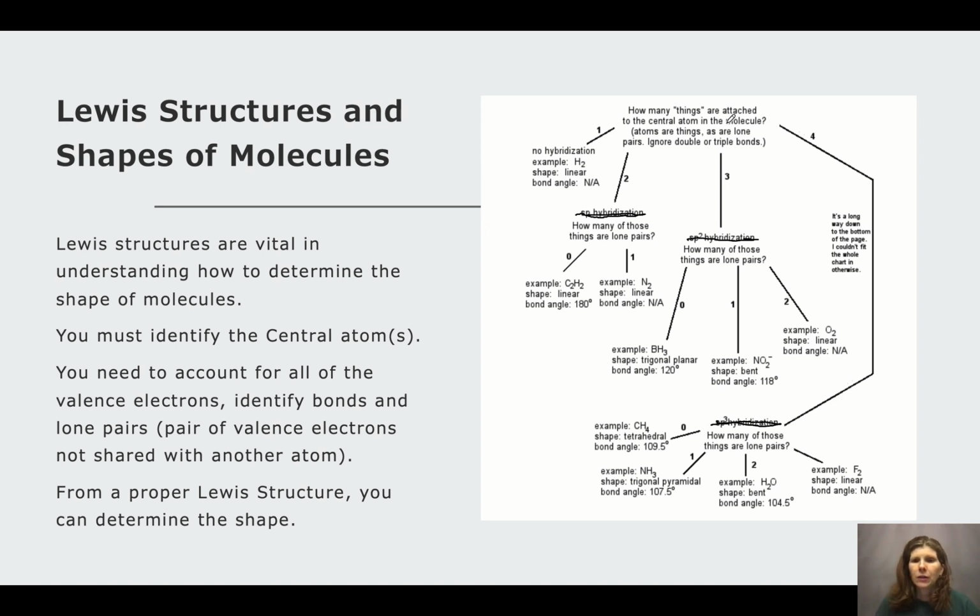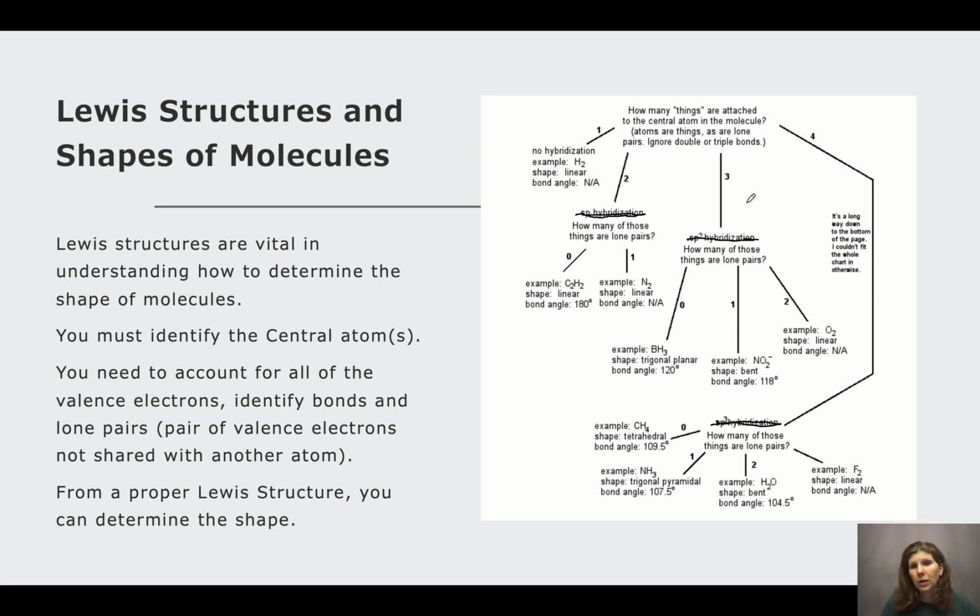Notice that the very first thing you're going to do in order to determine a shape is draw a proper Lewis structure. Once you have done that, determine the central atom. Then you can start using this chart and ask the first question: how many things are attached to the central atom in the molecule? Those things can either be atoms or lone pairs. Once you've determined how many things that is, let's say it's 3, we come down to the next question, which is how many of those things are lone pairs?